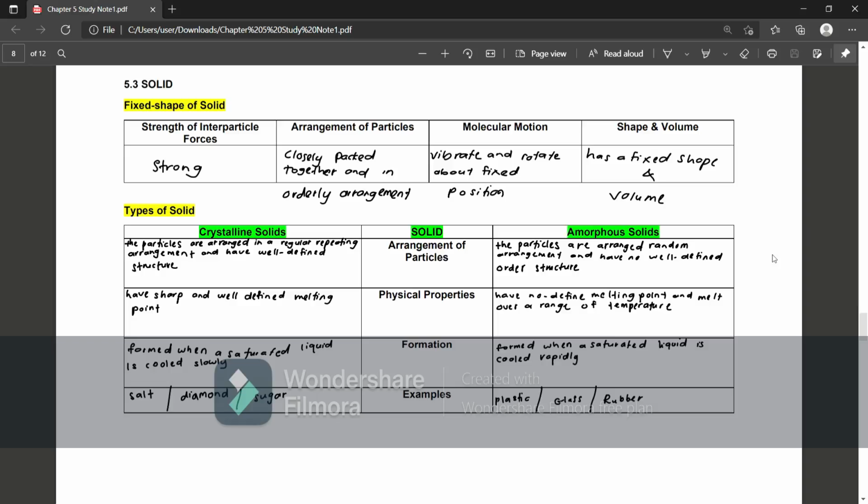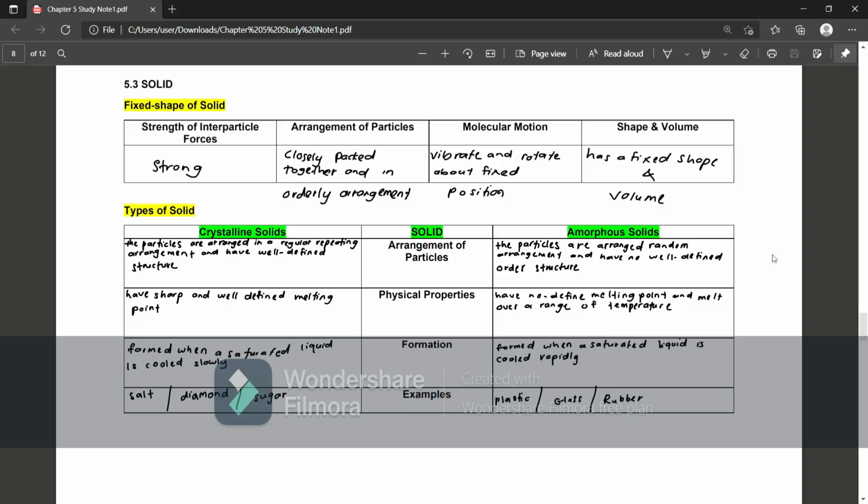Types of solid. Solids are divided into two: crystalline solids and amorphous solids. For arrangement of particles, for crystalline solids, the particles are arranged in a regular, repeating arrangement and have a well-defined structure. For amorphous solids, the particles are arranged randomly and have no well-defined ordered structure.